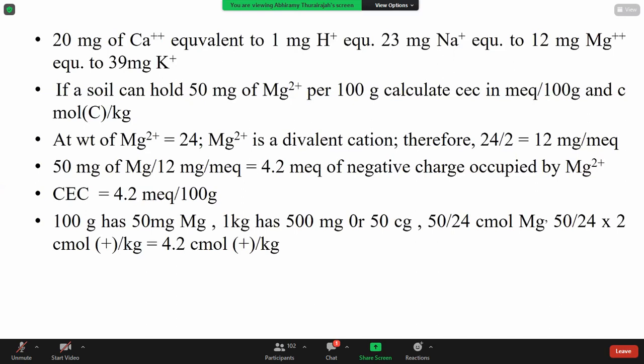So here is a simple calculation. 20 milligram of Ca2+ is equivalent to 1 milligram of H+ ions. You know the basic calculations of milliequivalents from the laboratory techniques you have already studied, right? That is equal to 23 milligrams of sodium, equivalent to 12 milligrams of magnesium ions, equivalent to 39 milligrams of K+. So it's very basic, right?